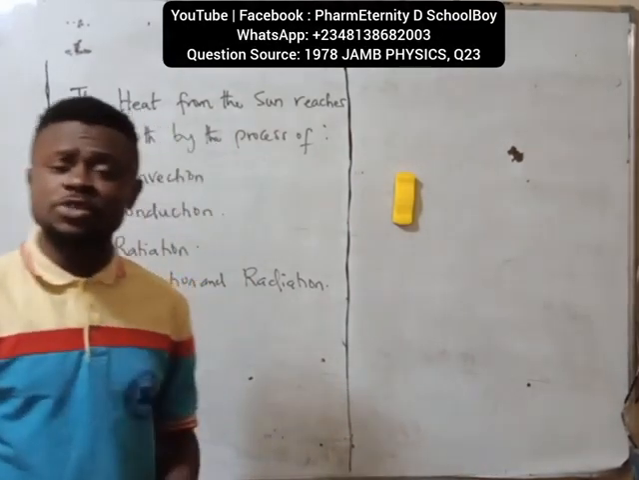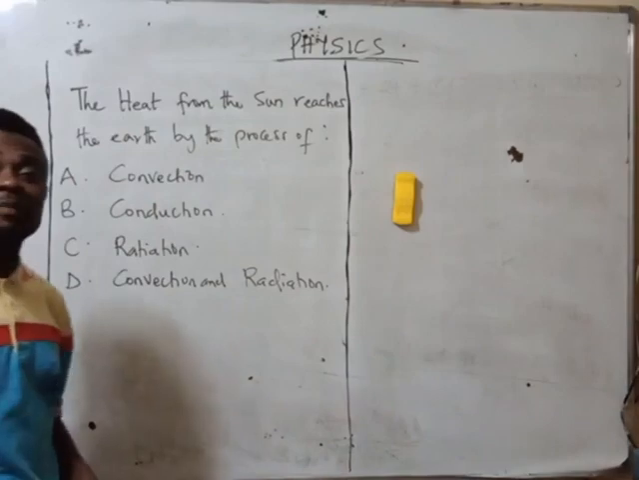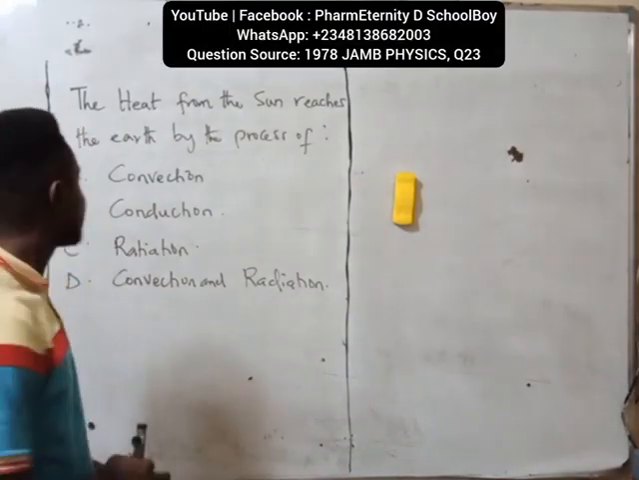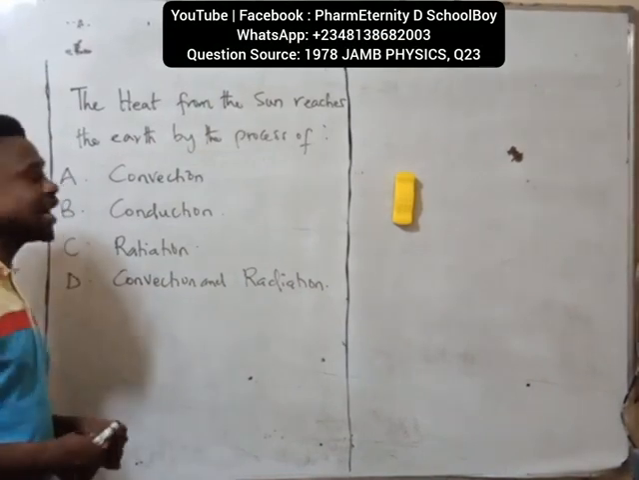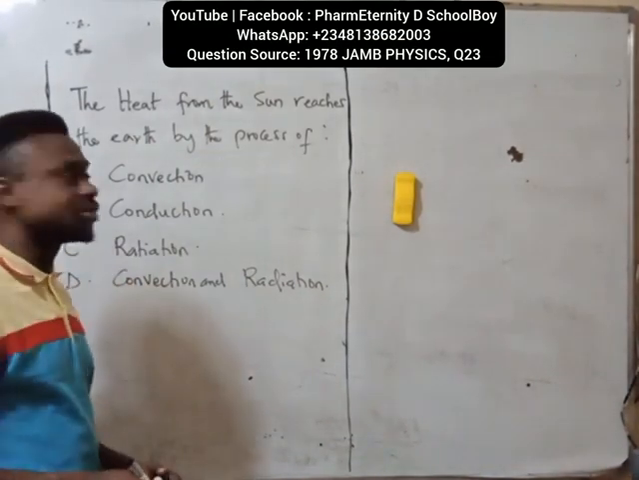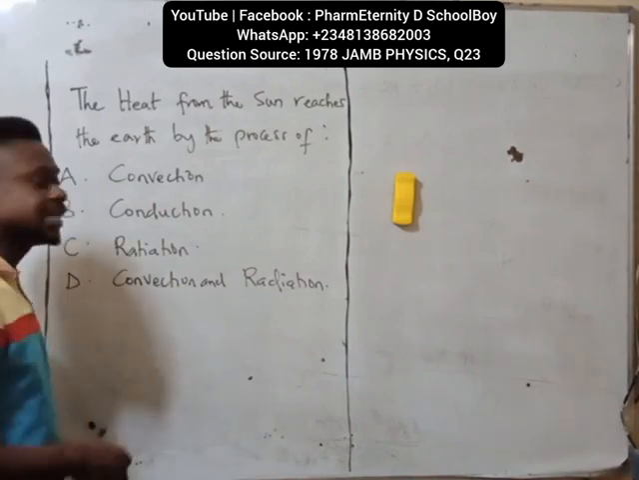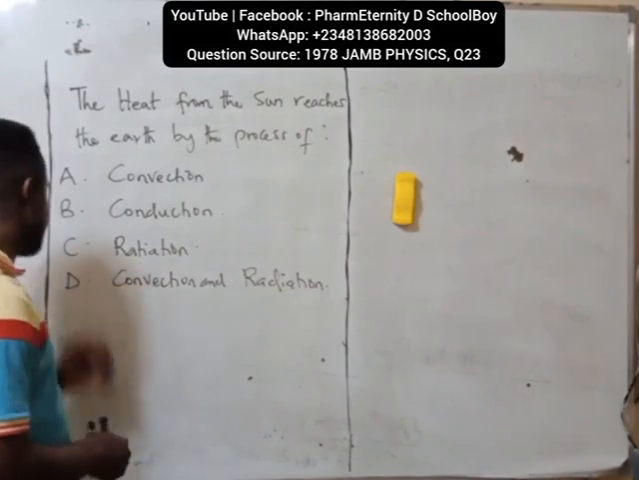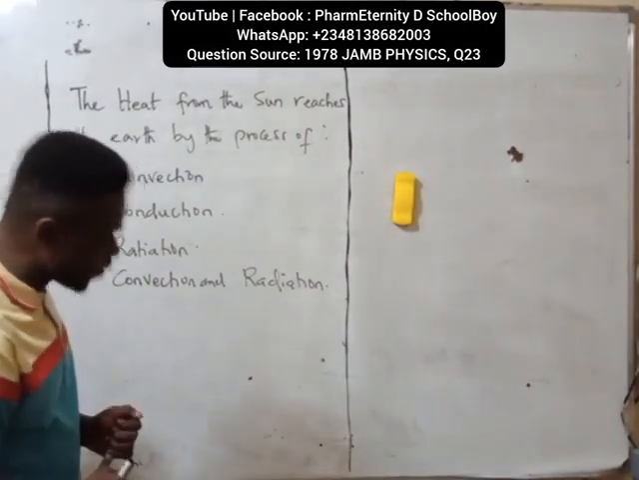Today we are going to take a look at physics, and we have a question on the board. The question says, the heat from the sun reaches the earth by the process of: A. Convection, B. Conduction, C. Radiation, D. Convection and radiation.